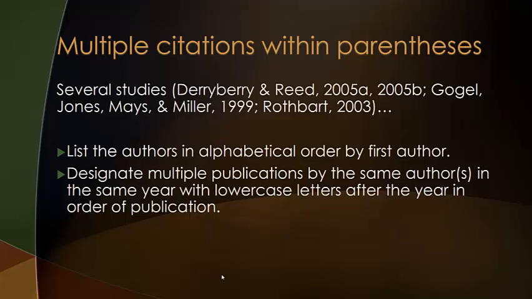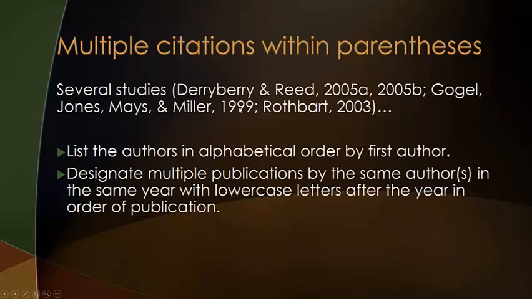Well, you list the authors in alphabetical order by the first author, and then you designate multiple publications in the same year with a lowercase letter. So here's what I mean. Several studies, and here we have Derryberry and Reed, and actually Derryberry and Reed have 2 publications from 2005. So we're going to designate them 2005a and 2005b, and then Gogol, Jones, Mays, and Miller, 1999, and then Rothbart, 2003.